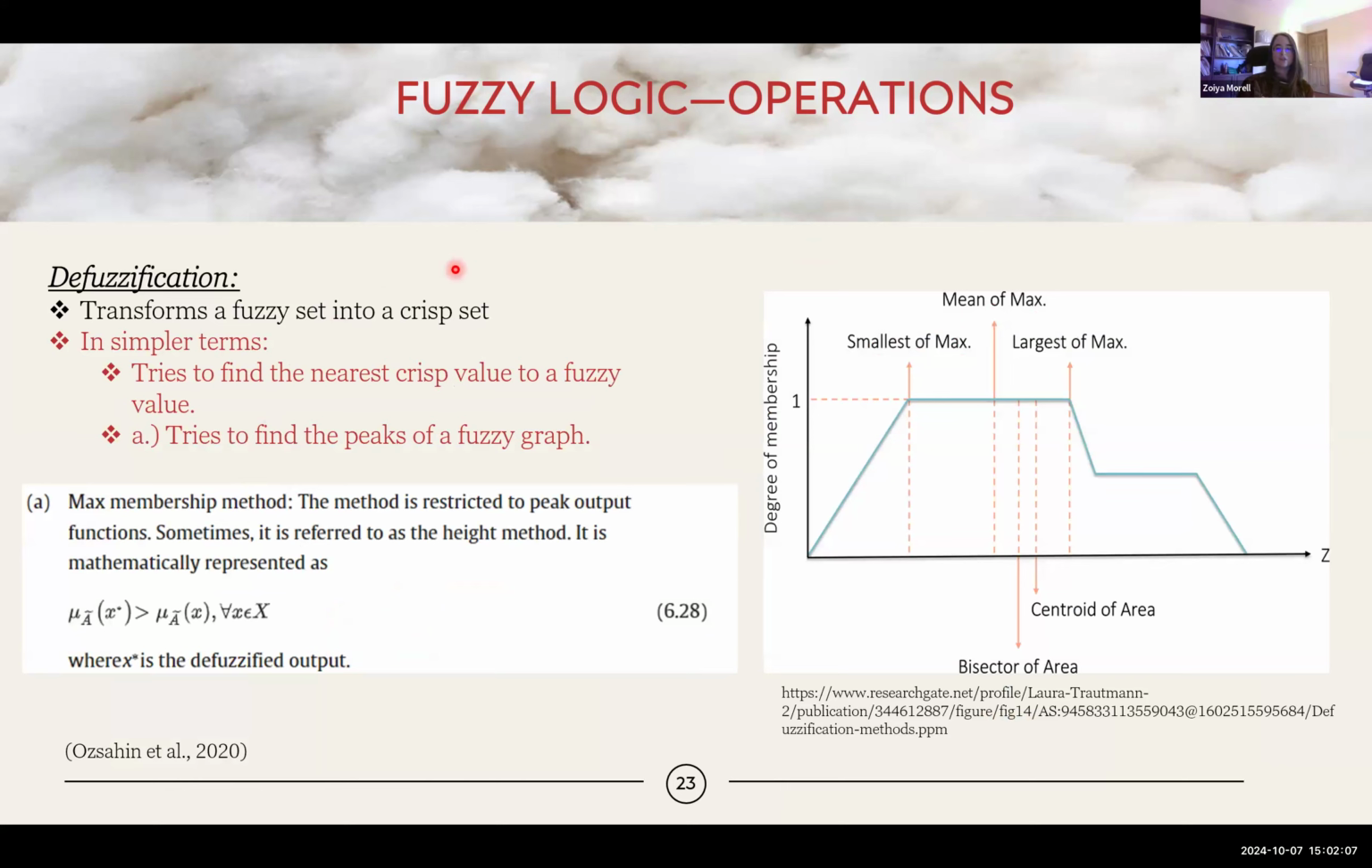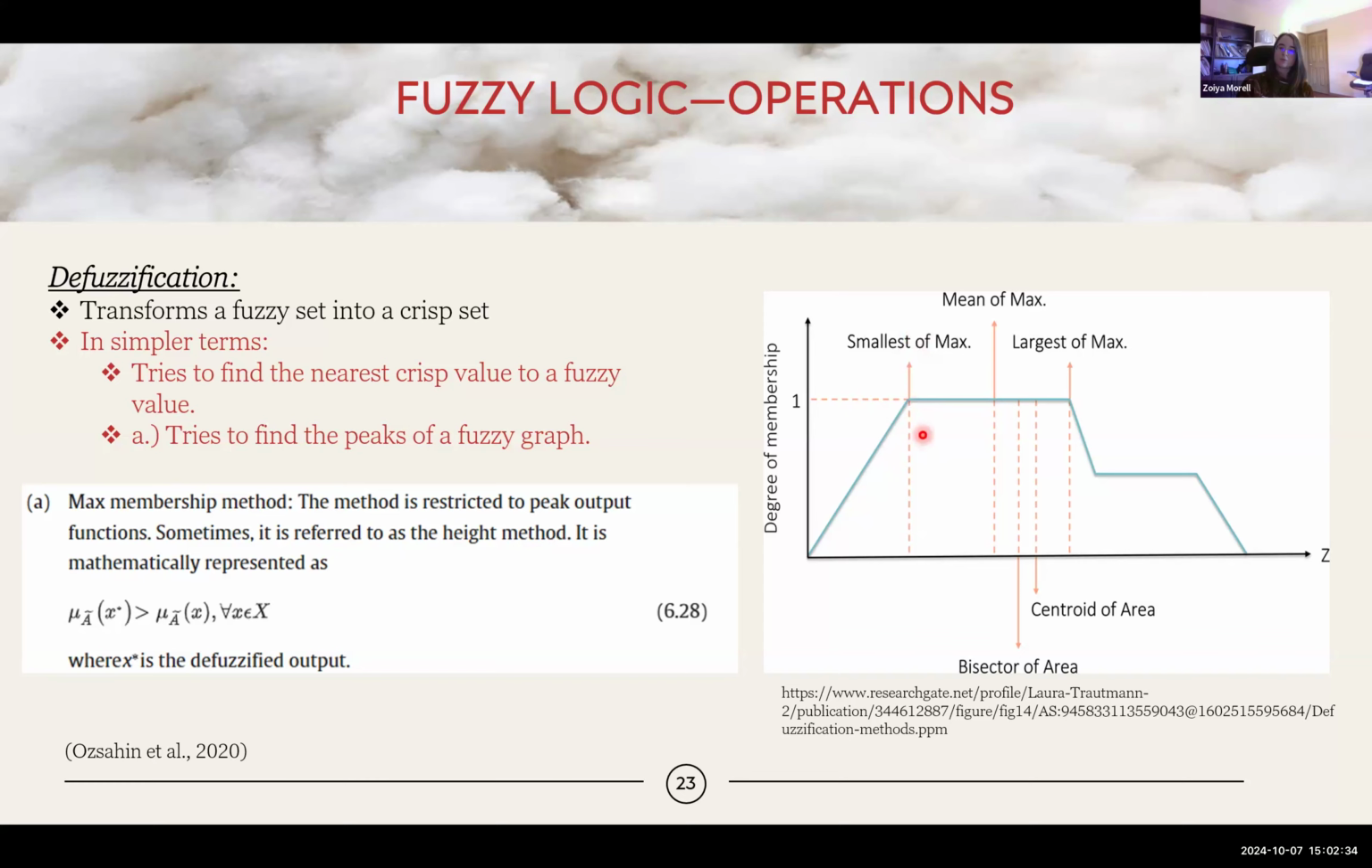So defuzzification transforms a fuzzy set into a crisp set. And in simpler terms, you're trying to find on the graph the nearest value where it's true or false to a fuzzy value. So you're trying to make it binary. So there's 4 different methods to do this. And the first one is the max membership method. In simple terms, it tries to find the peaks of a fuzzy graph. So you're looking for the places where it's highest on the fuzzy graph, where it's true, if at all possible.